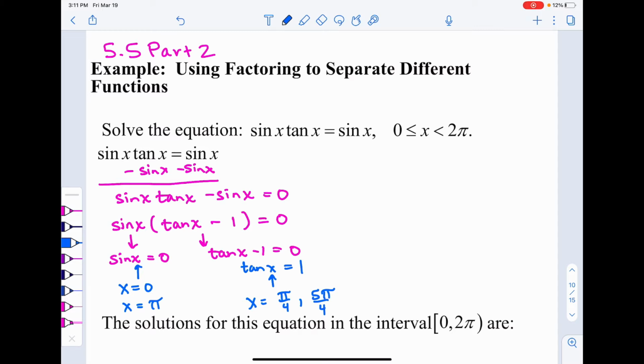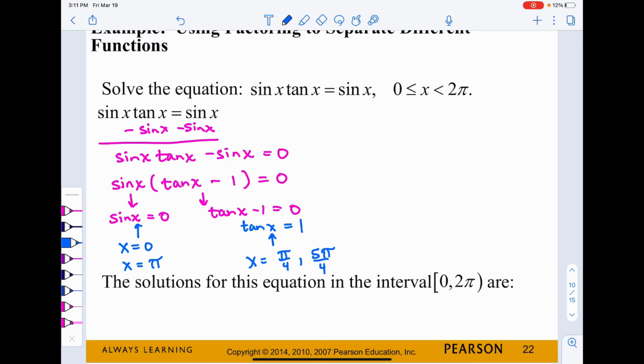So what are our solutions between 0 up to, not including, 2 pi? We're going to have 0. Next least would be pi over 4. Then we would have pi. And then we'd have our 5 pi over 4. So those would be our 4 possible solutions to this equation.